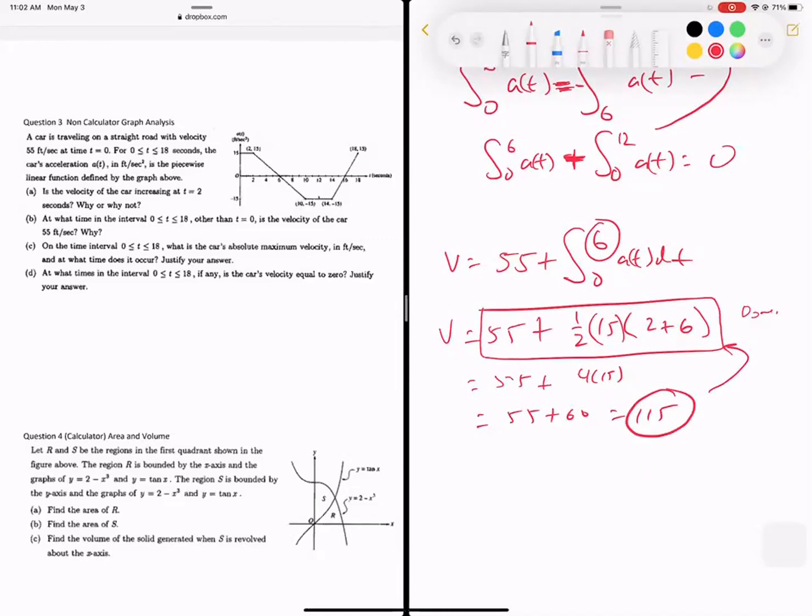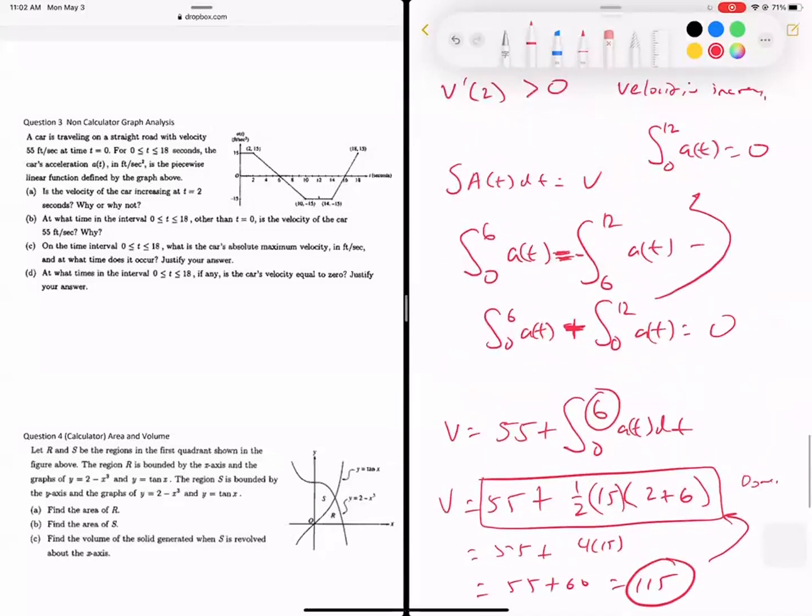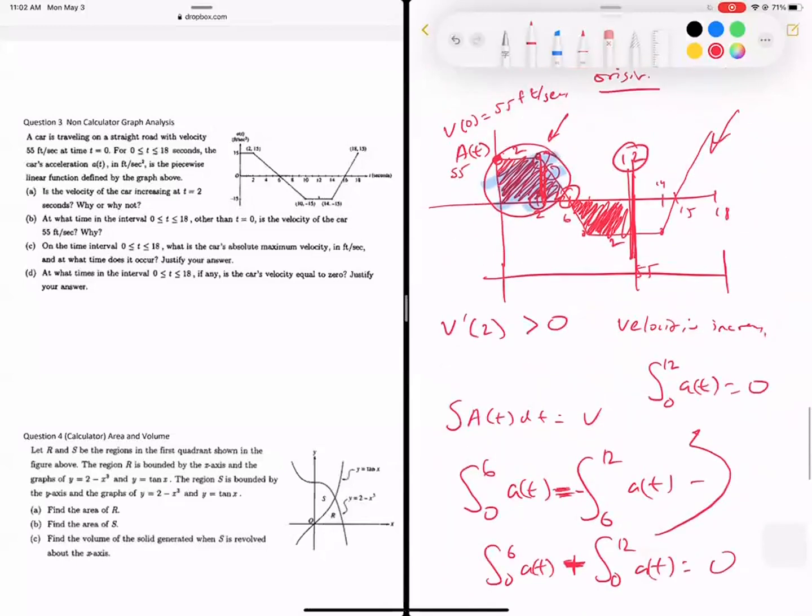Oh, there's a reasoning component. If they ask you to justify your answer, why not at 18? Right? Why not at 18? Because remember, we talked about the area for 18 was so much less. This was less than this possible. So that's why 18 is not.